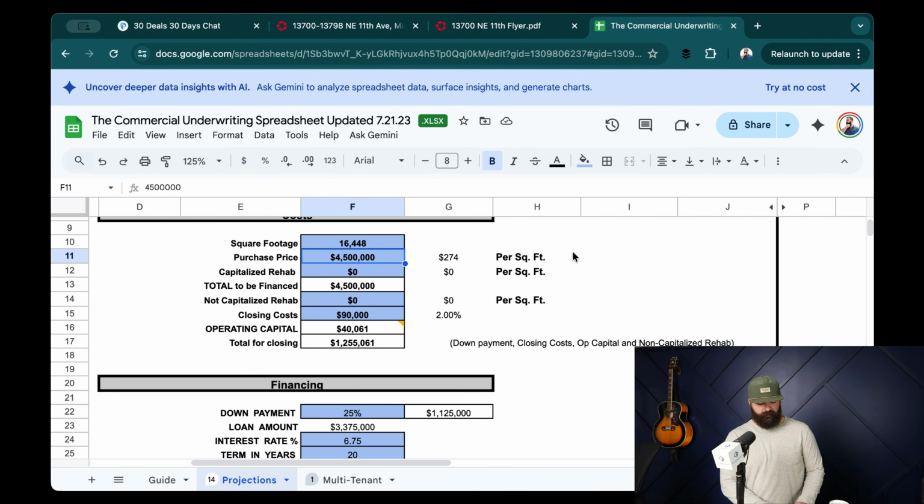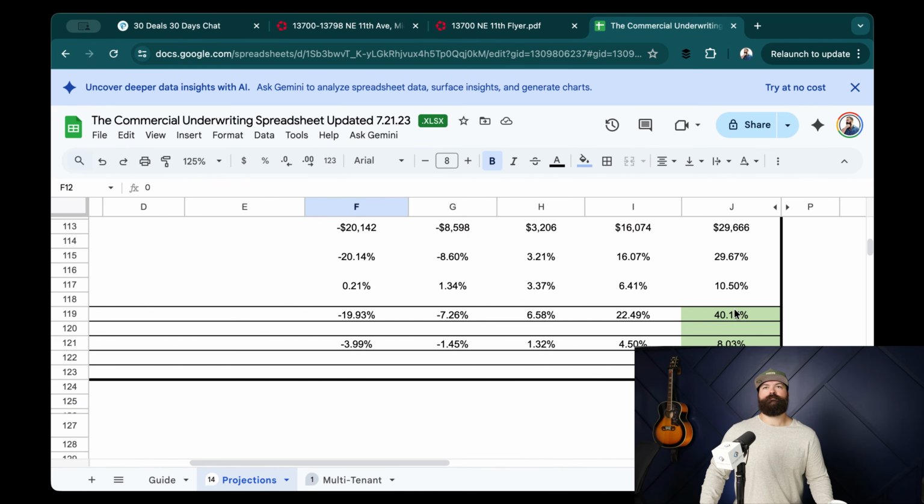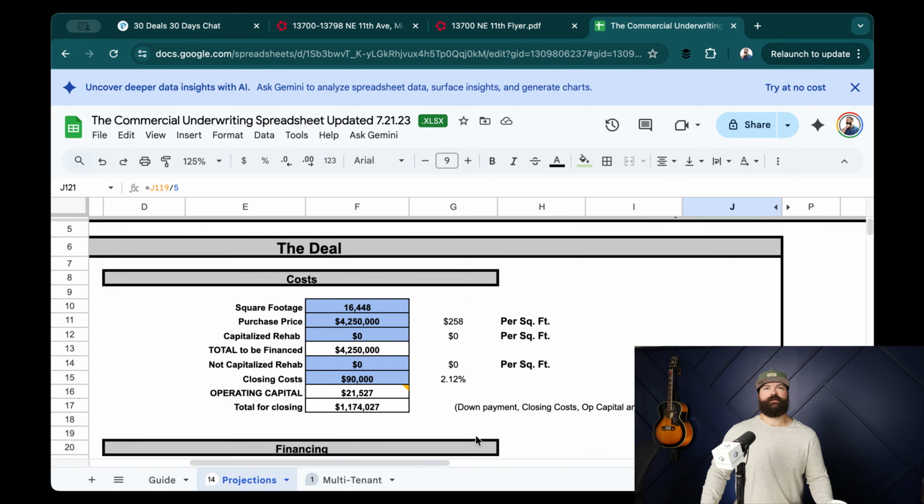it's probably, I mean, what does it look like if we're at 4,250? Keep in mind, we're not even bringing any CapEx budget, right? So we're still at 40%. So it's basically an 8% average cash on cash return per year.